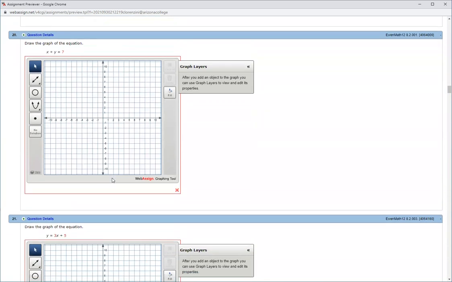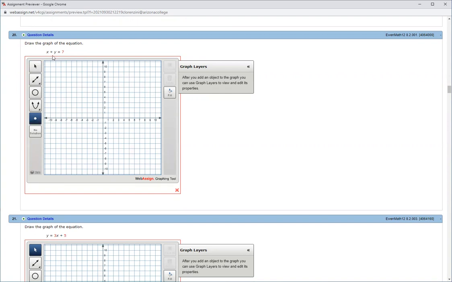When we get to a question like number 20, it says draw the graph of the equation. So this time we're drawing a graph. I have x plus y is equal to 7. This is a straight line. The only thing we're going to see in this class are straight lines. So there's a couple of ways that I can go about doing this. Easiest way, in my opinion, is to plot 2 points first.